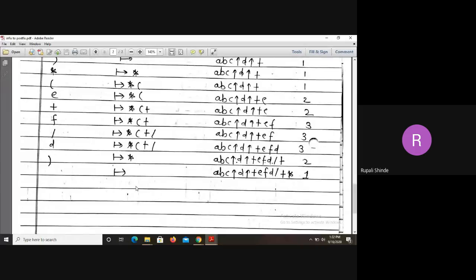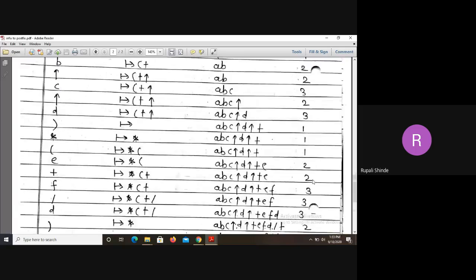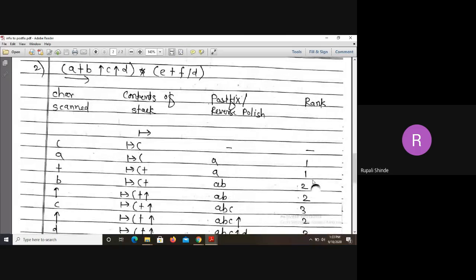Now at the end we have to make the stack empty. That's why we have to pop the remaining operator out of the stack and write it into postfix form. So this is the postfix form for the given expression, and the rank for this one is 1, as 1, 2, 3, 4, 5, 6, 7. 7 operands are there, and 1, 2, 3, 4, 5, 6. 6 operators are there. So 7 minus 6 equals 1. So the rank of this expression is 1. That's why this is a well-formed formula.